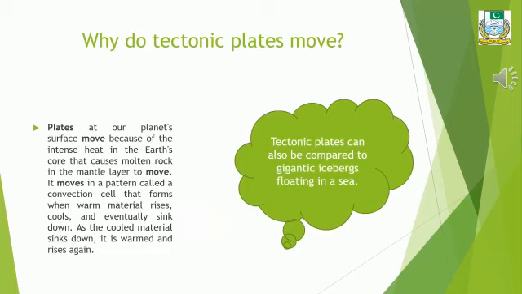The question is, why do tectonic plates move? So here is the answer. Plates at our planet's surface move because of the intense heat in the Earth's core that causes molten rock in the mantle layer to move. It moves in a pattern called a convection cell that forms when warm material rises, cools, and eventually sinks down. As the cooled material sinks down, it is warmed and rises again.